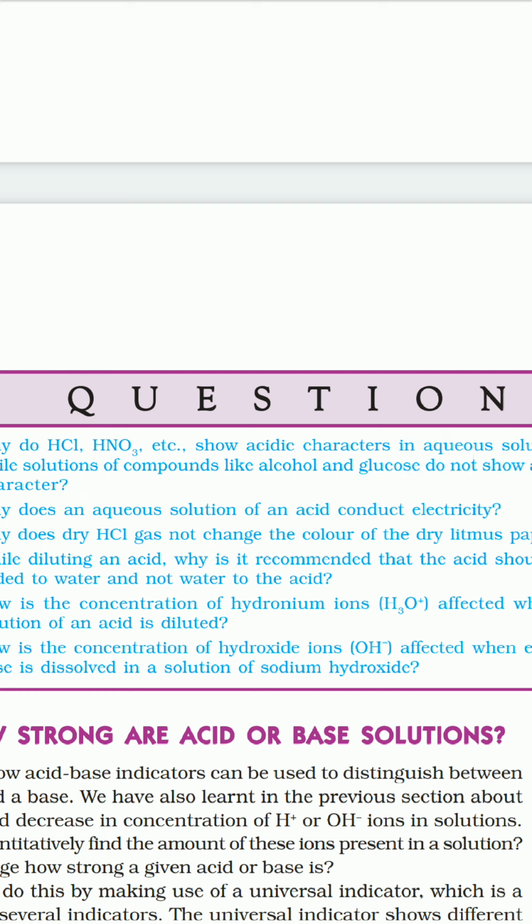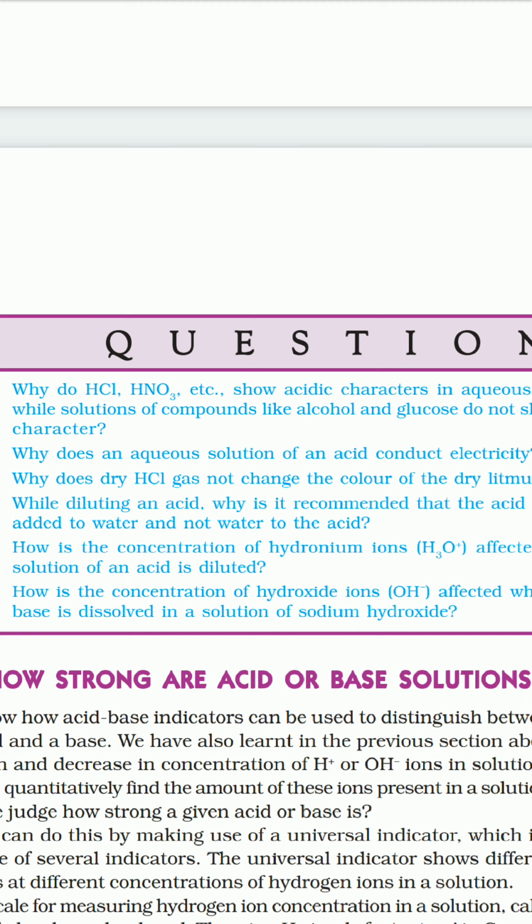While diluting an acid, why is it recommended to add acid to water and not water to acid? I have already explained this in detail: this is an exothermic reaction and a high amount of heat is released, and if you do so, an accident may occur. That's why an acid is added to water slowly and water is not added to acid.